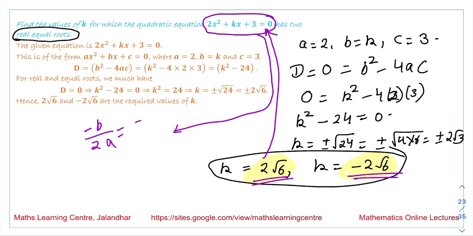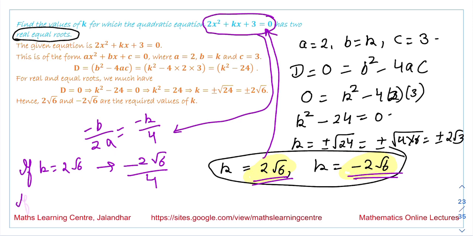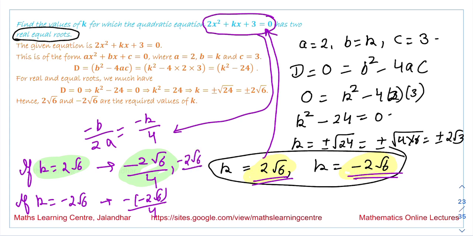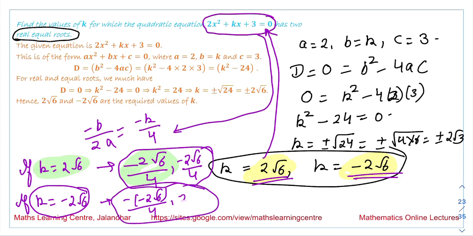Minus b by 2a means it is minus k by 4. So if k is equal to 2 root 6, this equation will have the root 2 root 6 by 4. If k is equal to minus 2 root 6, this equation will have the root minus 2 root 6 by 4. So we are saying for these values of k, it has repeated roots, that is minus 2 root 6 by 4. These are the repeated roots. For this value of k, it has the repeated roots.